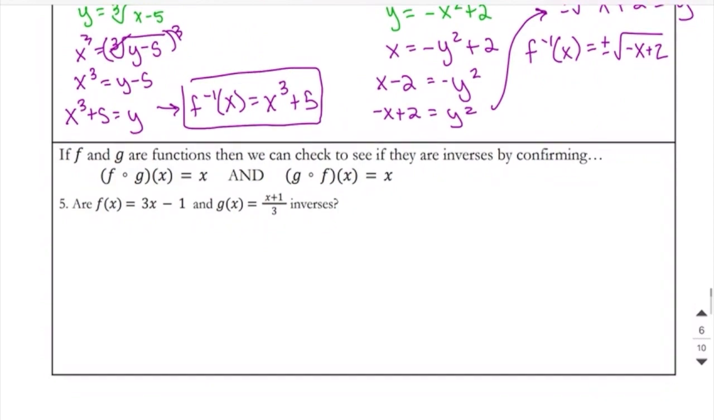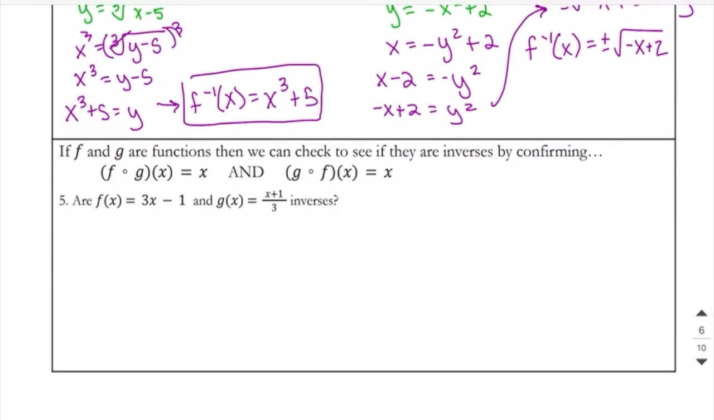Lastly, they ask us to confirm that things are functions by finding inverses. If you do a composition of functions and you get x both times, it has to happen both times. So if you do it and it doesn't work on one, then you don't have to check the other. But if you get x on one, you do have to check the other. Make sure that both f of g of x and g of f of x give you x, to determine whether or not it's an inverse function.